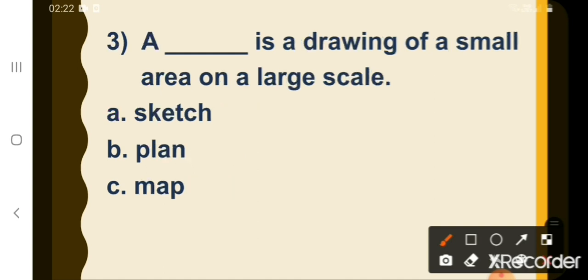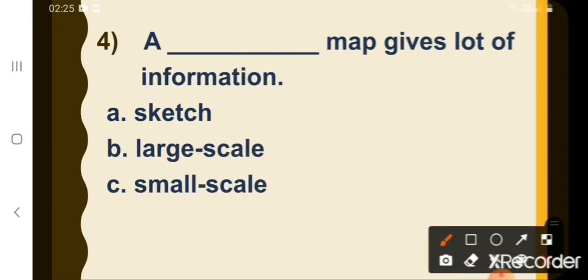Third one. A dash is a drawing of a small area on a large scale. A. Sketch. B. Plan. C. Map. What's the correct option? Yes. B. Plan. A plan is a drawing of a small area on a large scale. Fourth one. A dash map gives a lot of information. A. Sketch. B. Large scale. C. Small scale. What's the correct option? Yes. B. Large scale. A large scale map gives a lot of information.